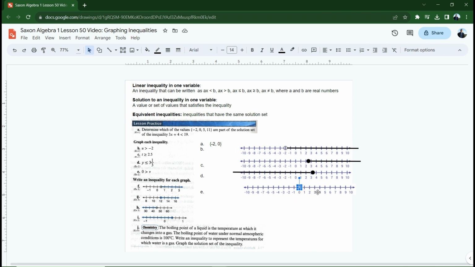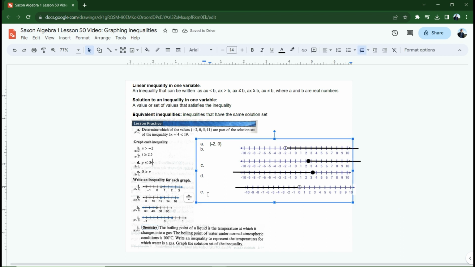If I would have chosen 3, 0 is greater than 3, I know that that's not true. So that means that this side doesn't work. It must be the other side. So if you want to just kind of picture yourself choosing a point and seeing if that point works, that is a valid way of exploring which side you have to shade.